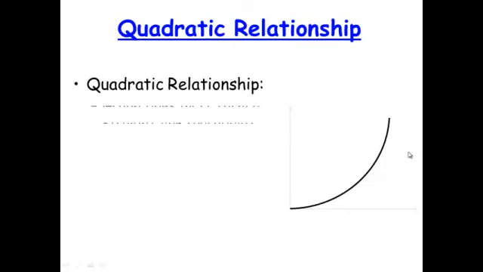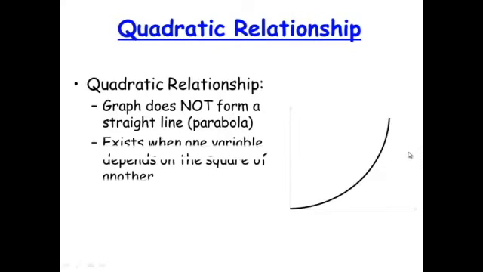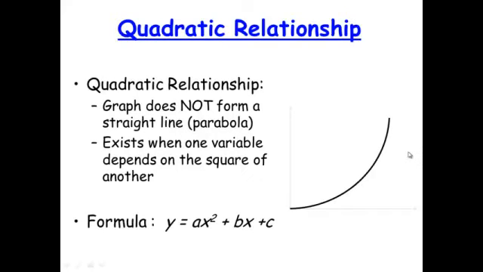Quadratic relationships have graphs that do not form a straight line. Instead, they're curved or parabolic. And they exist when one variable depends on the square of another. The formula for quadratic relationships is y = ax² + bx + c.